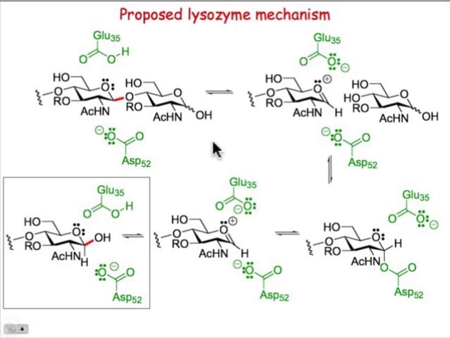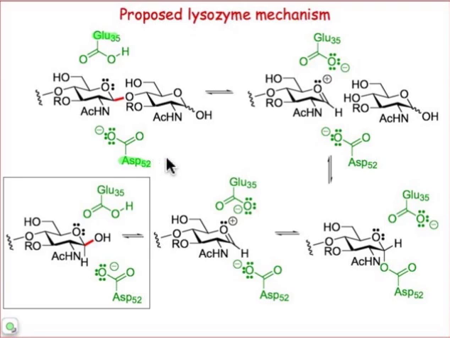In the active site are 2 carboxylic acid side chains. At position 35 is the neutral form of the side chain glutamate, glutamic acid, and at position 52 is another carboxylic acid from aspartate. It's in its negatively charged form, and it can serve as a nucleophile.